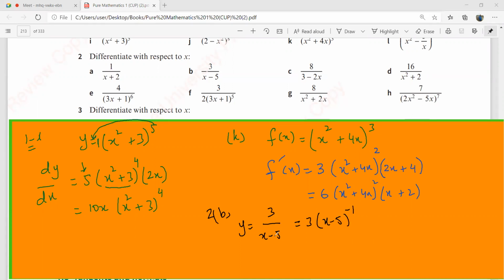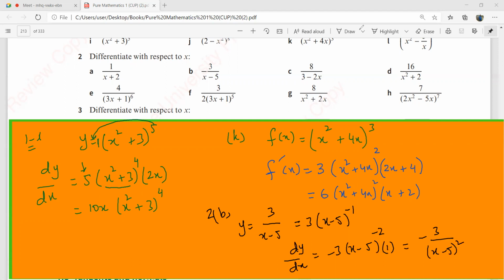Okay, so you have to move that to the numerator. And now you will be differentiating this. This is dy by dx, that is minus 3 into (x minus 5) raised to power minus 2. And then the derivative of x minus 5 is going to be 1. So finally, this becomes minus 3 over (x minus 5) squared, you can take it back, making its power positive. That is the derivative of 3 over x minus 5.